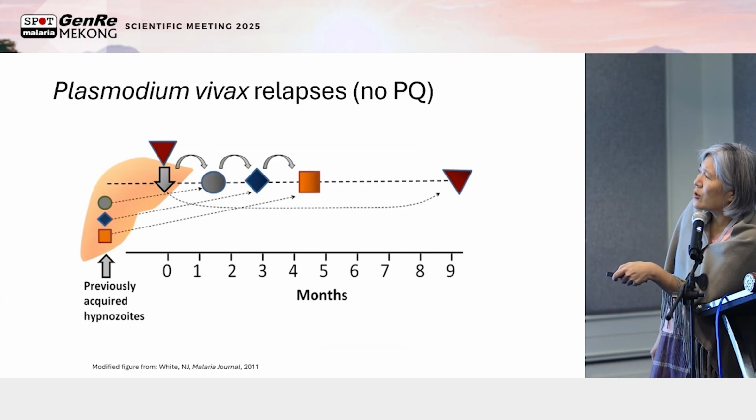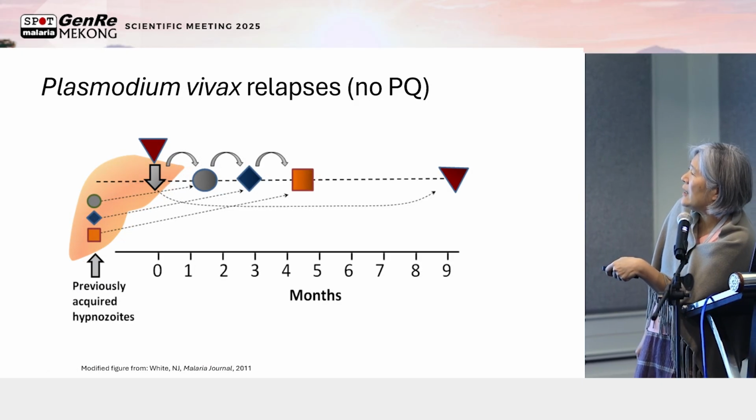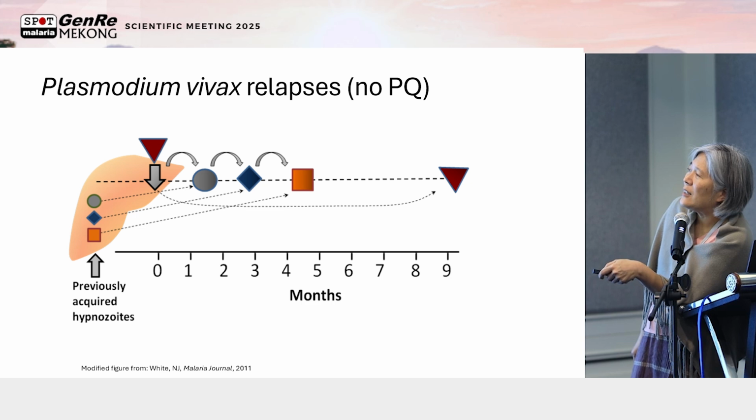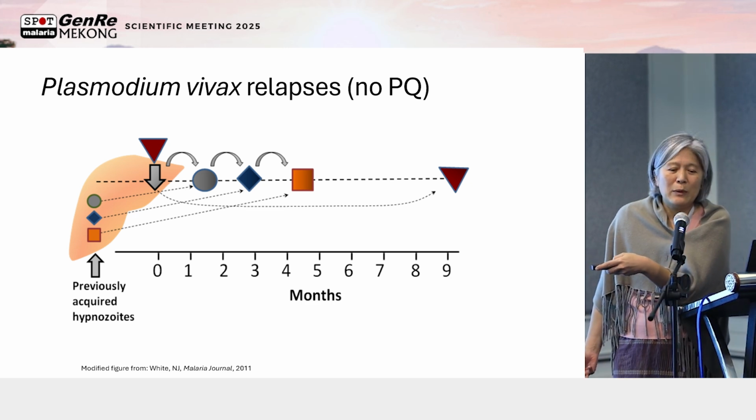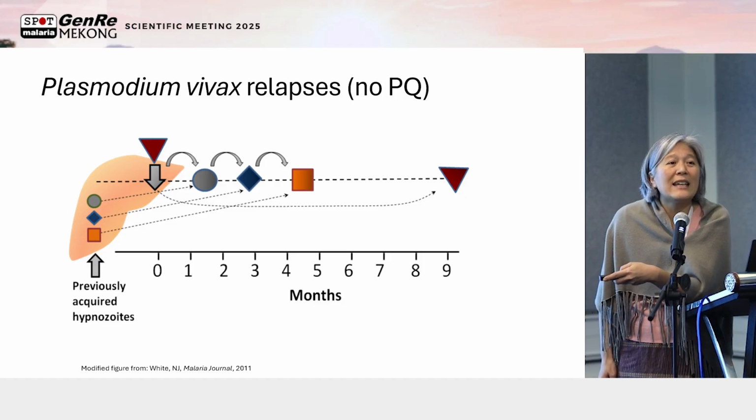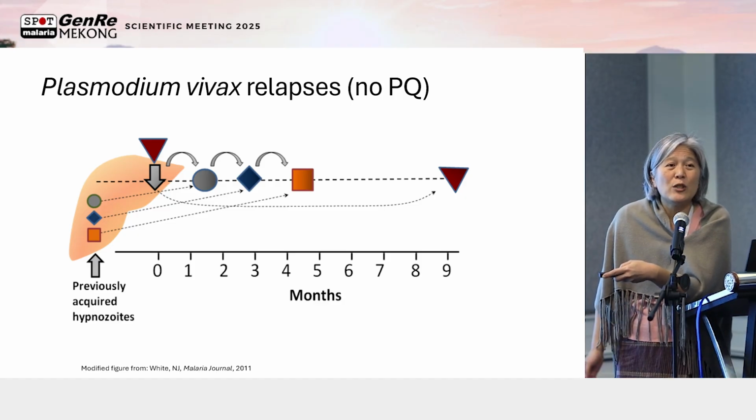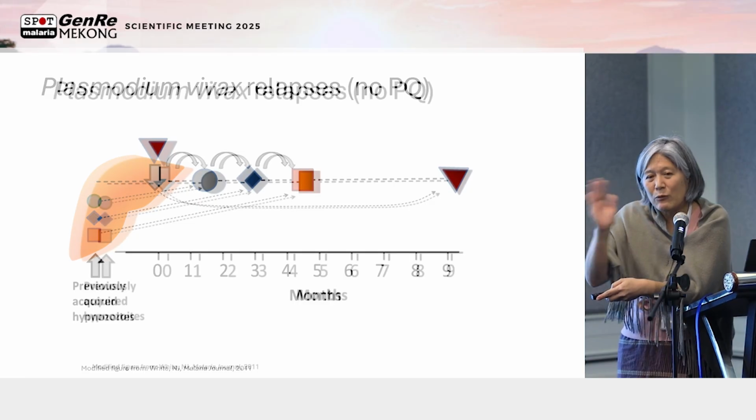Okay, that's what we're talking about this morning. We also see in our data that sometimes a long time later, after 9 months, we see an infection that probably is a relapse. So I think Nick would say we probably have long latency in Southeast Asia. We just don't see it because we see the early relapses.